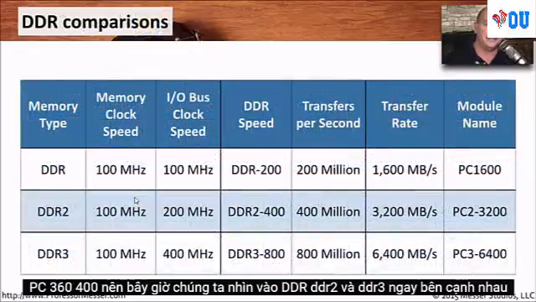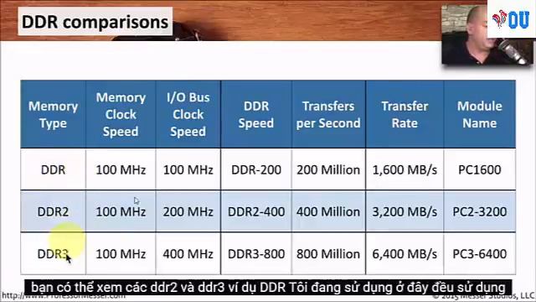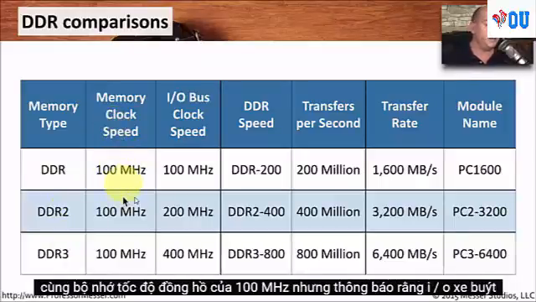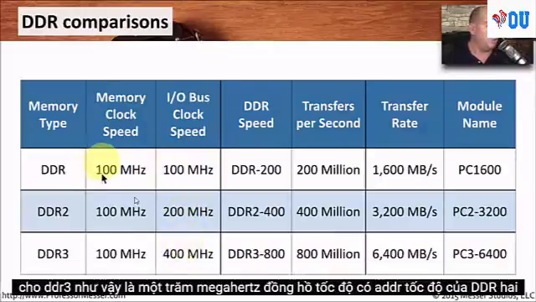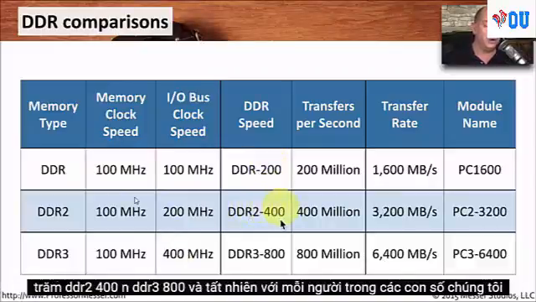So let's now look at DDR, DDR2, and DDR3 right next to each other. You can see the DDR, DDR2, and DDR3 examples I'm using here are all using the same memory clock speed of 100 megahertz. But notice that the I/O bus clock speed is identical with DDR. It's doubled for DDR2 and then doubled again for DDR3. So our 100 megahertz clock speed has a DDR speed of DDR 200, DDR2 400, and DDR3 800.